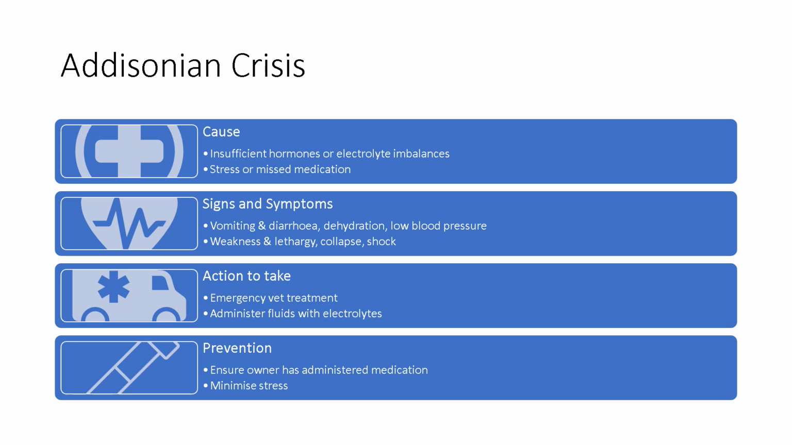Signs and symptoms include vomiting and diarrhea, weakness and lethargy, collapse, shock, low blood pressure, dehydration, severe weakness and tremors. Immediate veterinary care is crucial. Have the owners of dogs with Addison's stay nearby so they can administer fluids and electrolytes to stabilize the dog in the event of a crisis. Hormone replacement therapy to support the adrenal glands is required by a vet. Prevention includes regular medication as prescribed by the vet, stress management and a calm environment, and frequent checkups to monitor the health and electrolyte levels as well.